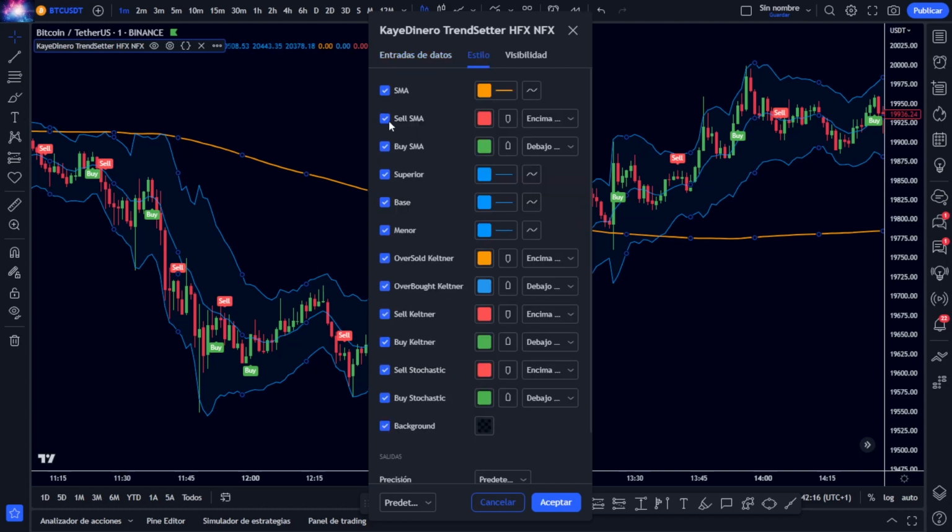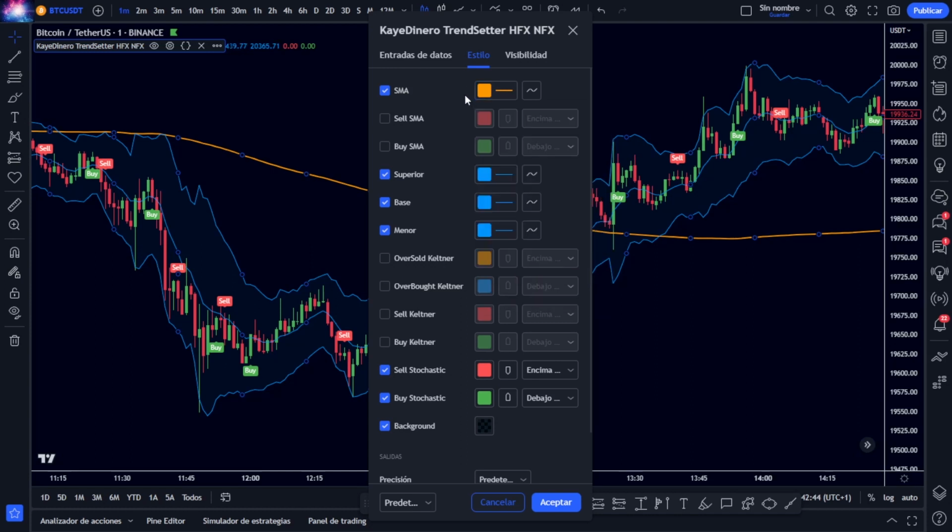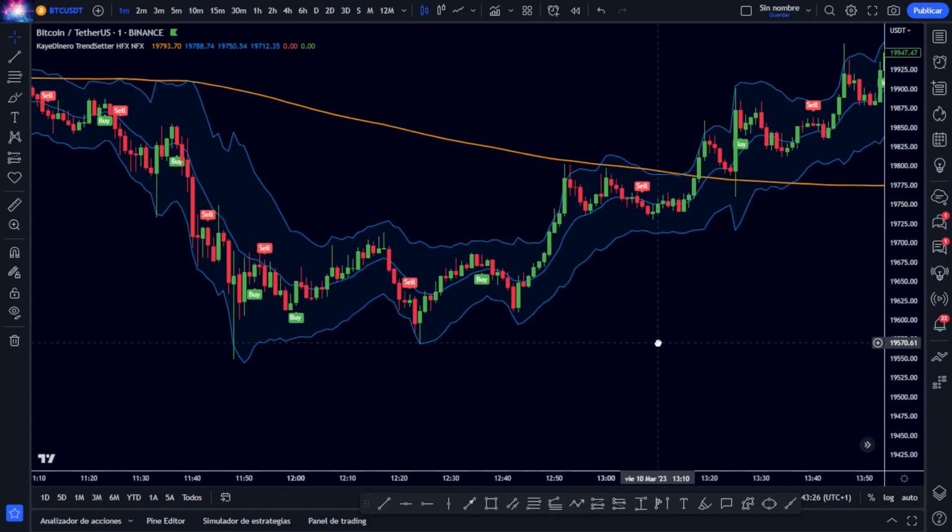In the style part we will remove these 2 here and also these 4 below, to have a much cleaner chart. We will leave only what we are going to use. I recommend you put the SMA a little thicker and with a bright color that differentiates it from the rest of the chart, since in the end it will be our first orientation of the operation. The Keltner bands we can leave the same in blue, and the buy and sell signals to your liking. We give it to accept, and we would be like this.